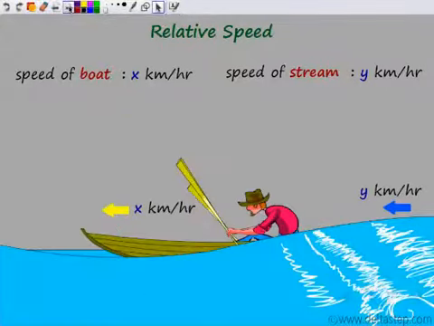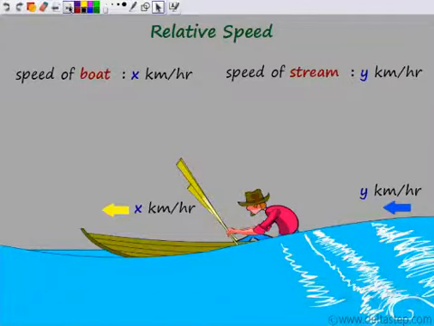Now let us observe the other case, which is the boat moving in the same direction as the stream. In this case we actually saw that the person was moving very fast. The speed increased. So far we had seen that when objects move in the same direction, the relative speed decreases. That is, the relative speed is the difference of speeds. But in this special case, when the boat and the stream are moving in the same direction, the speed increases. That is, the relative speed in this case is the sum of speeds.